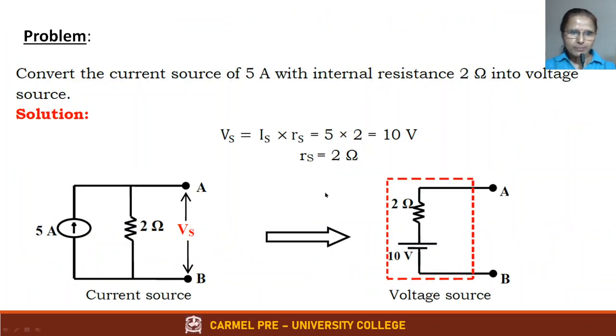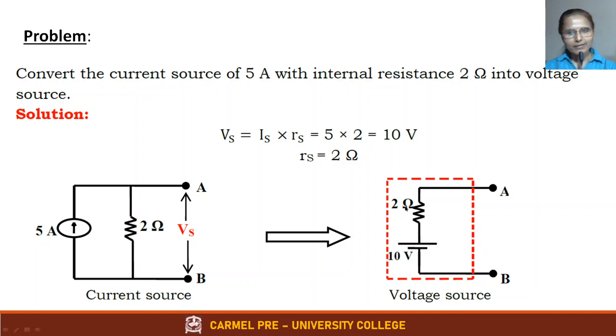We'll take an example to convert current source to voltage source. Current source has the value 5 amps IS and internal resistance is 2 ohms. You should know to draw the voltage source with the internal resistance in series. How to find voltage source Vs? Vs is nothing but I into R. 5 into 2 is going to be 10. See the equation. Internal resistance remains the same. You just have to write the same value.